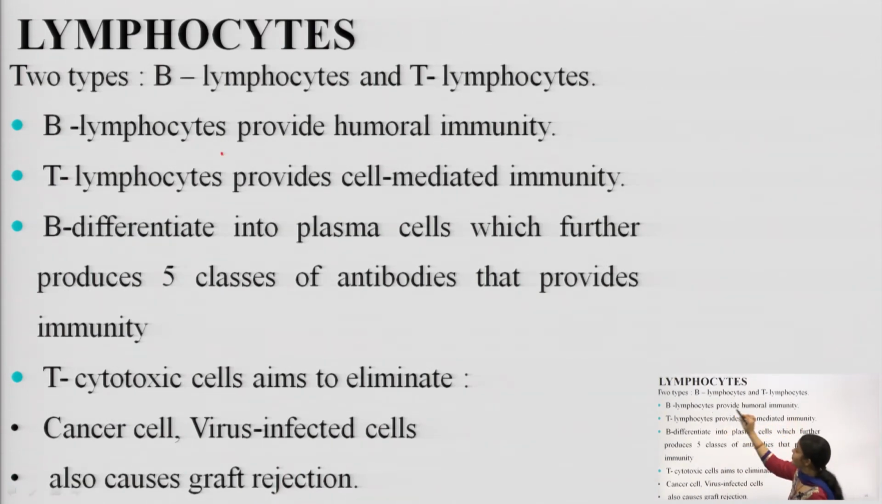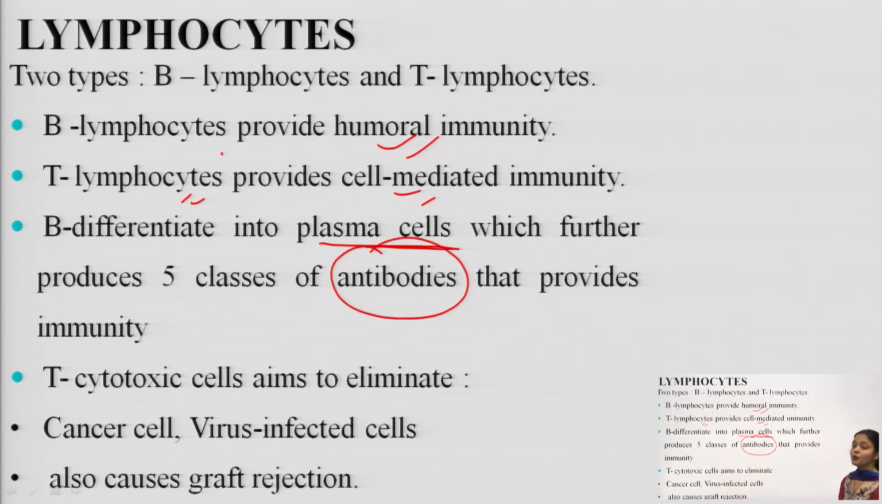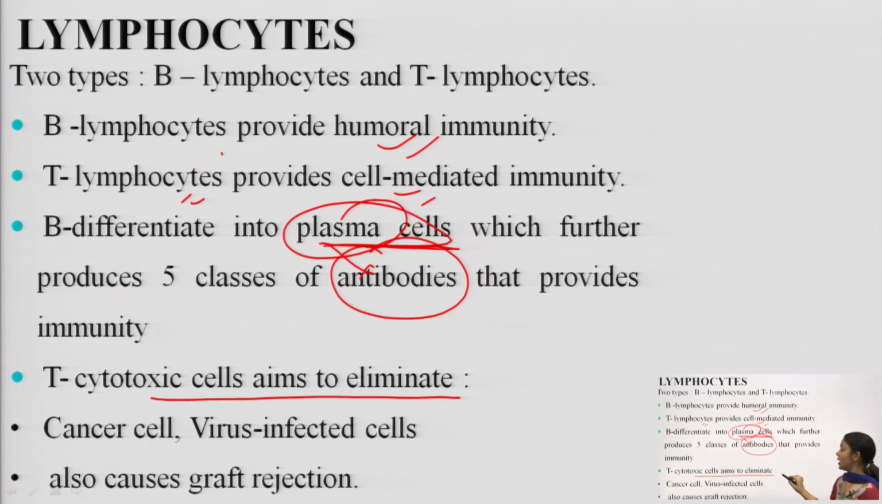B lymphocytes provide humoral immunity, while the T lymphocytes provide the cell-mediated immunity. B lymphocytes differentiate into plasma cells, which further produce the 5 classes of antibodies that provide the immunity. The plasma cells are responsible for producing the antibodies. The T cytotoxic cells aim to eliminate cancer cells, virus-infected cells, and also cause graft rejections.